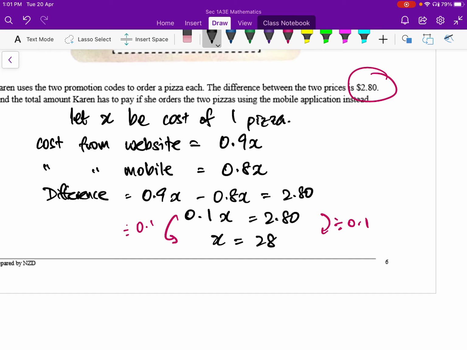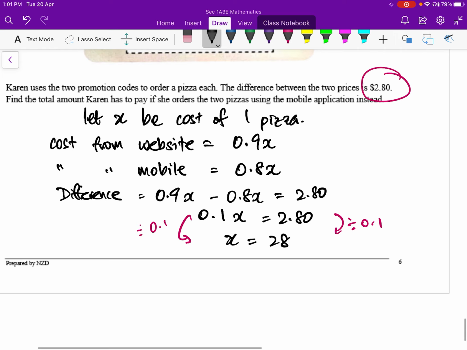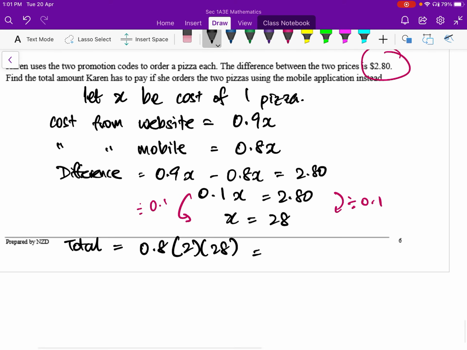No. They want a total amount. She orders 2 pizzas through the mobile app. So the total will be 80% of the original price of 2 pizzas: 2 times 28. 20% off, so you get 80%, 0.8 times 2 pizzas times the original. We get $44.80.